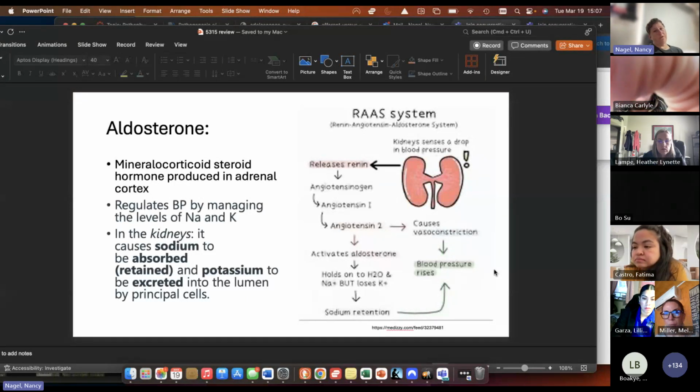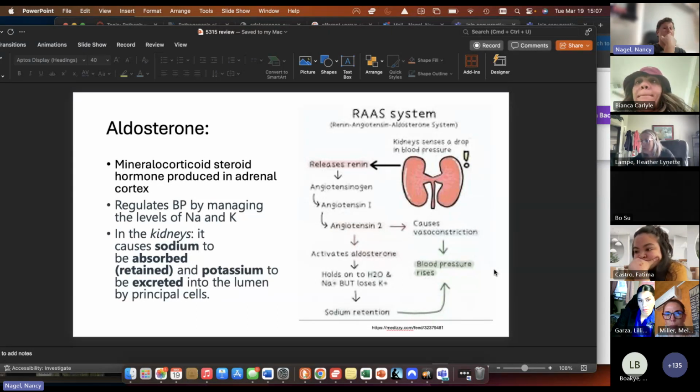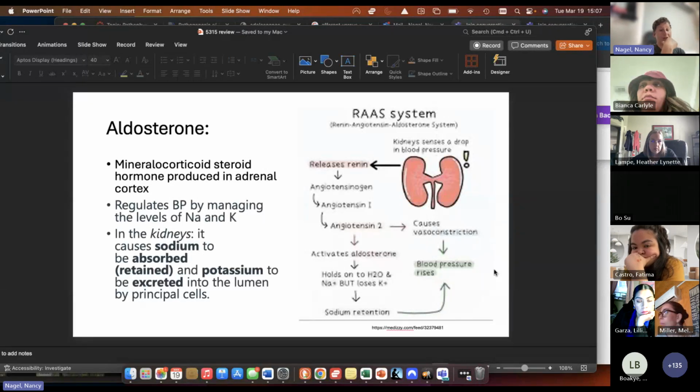So if you get a question of, hey, somebody has hyperaldosteronism, what is that going to look like? Well, then you go back to what the normal is. It normally causes sodium to be reabsorbed and water to be reabsorbed and potassium to be excreted. So the patient should be volume up, they should have a higher sodium level, and the potassium should be low.